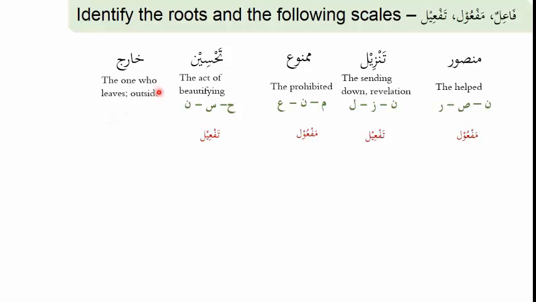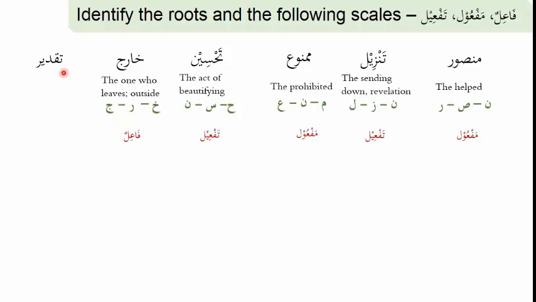Kharijun means the one who leaves, or it can also mean kharij, outside. Okay, that's very easy. The asl here is kha, ra, ja. We recognize immediately that the alif is added. Kha, ra, and jim. Okay, so it is on the scale fa'ilun.